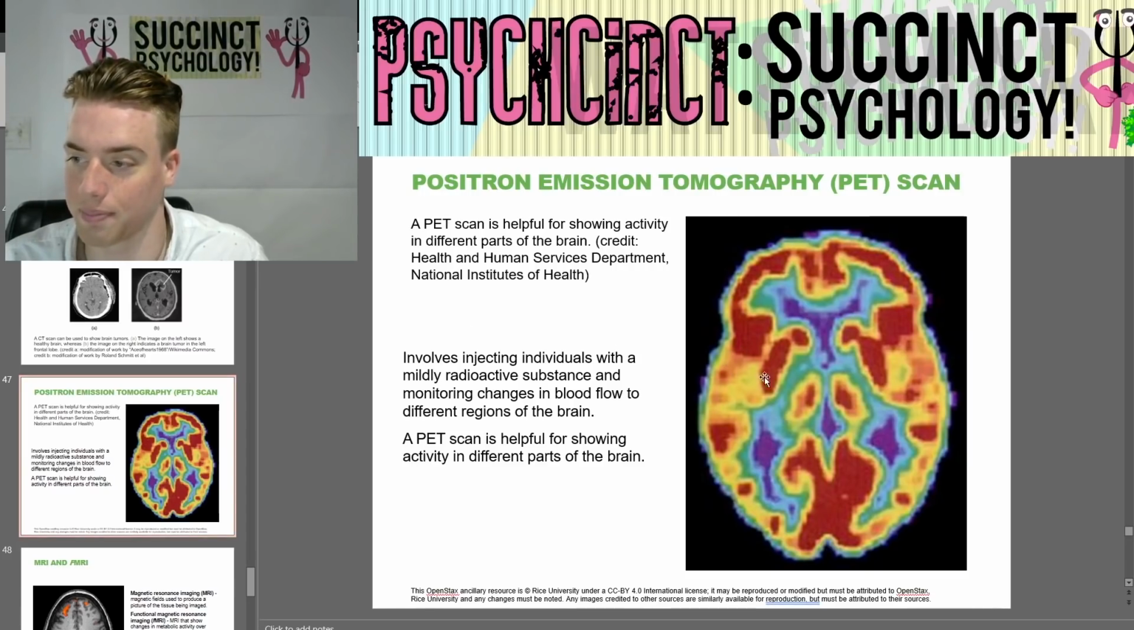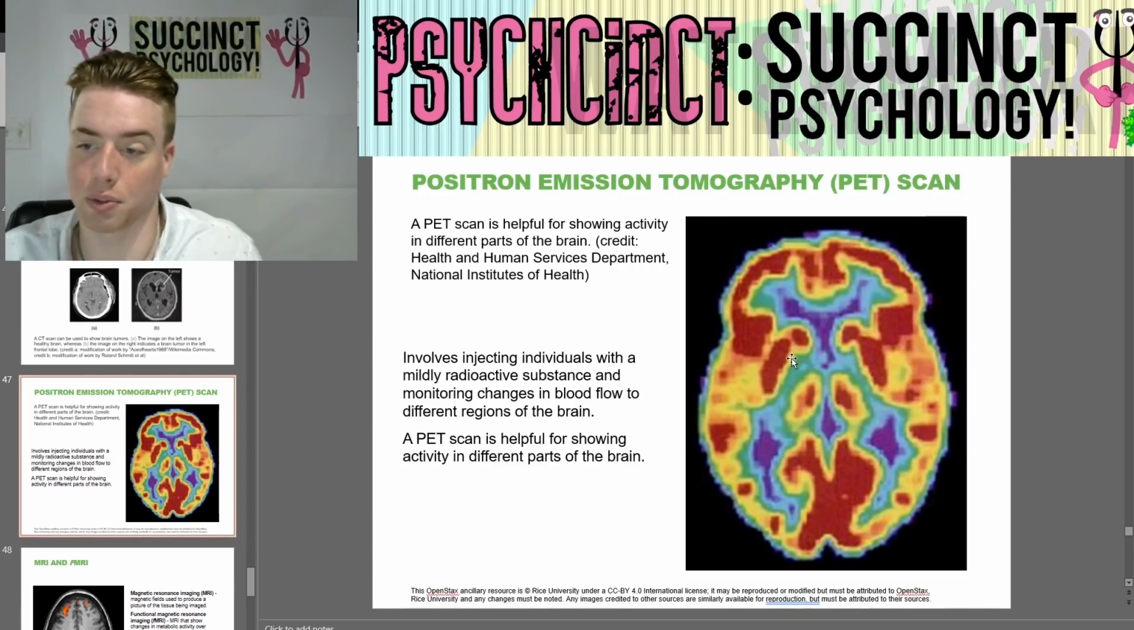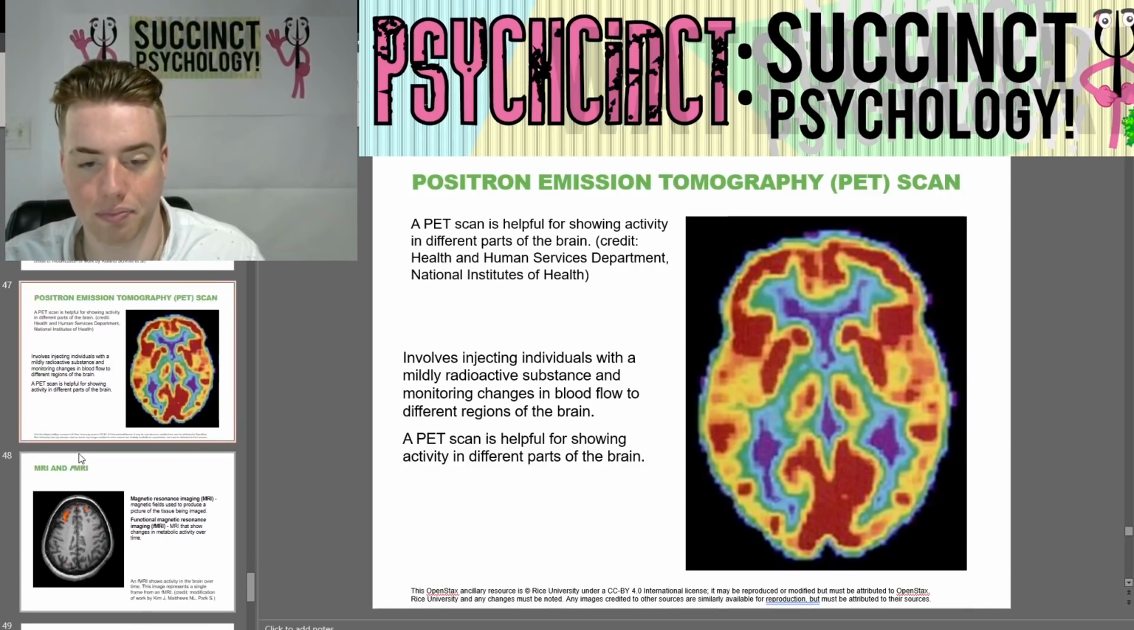So you can see here, it involves injecting individuals with a mildly radioactive substance and monitoring changes in blood flow to different regions in the brain. A PET scan is helpful for showing activity in different parts of the brain. So here you can see what a PET scan looks like.